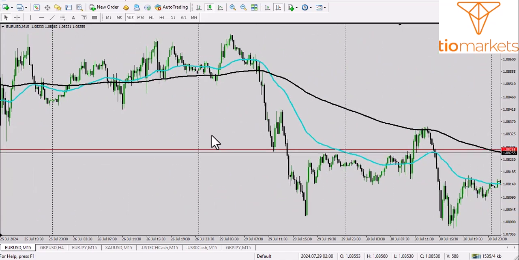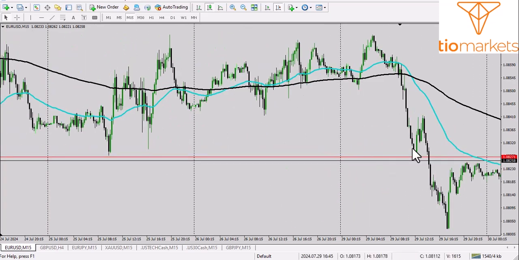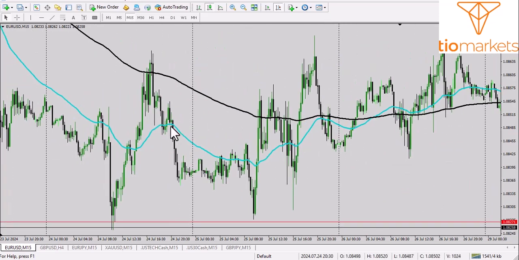So let's talk about a retest for a second. So how do we use retest when it comes to moving averages? So number one, remember, you are looking at the EMA 50 and the EMA 200, right?